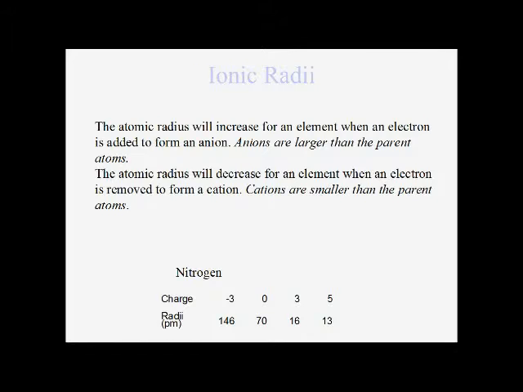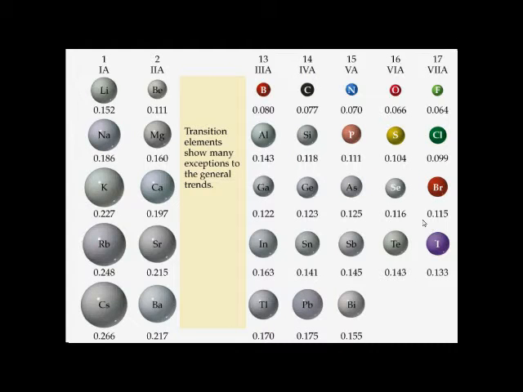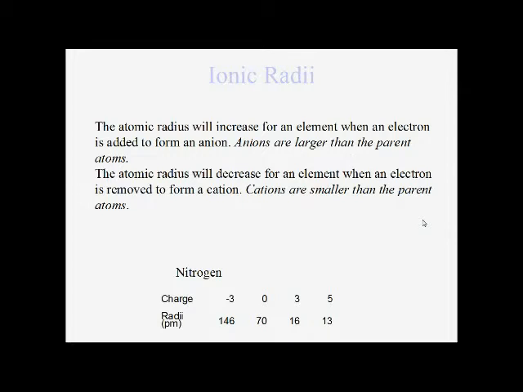The radius will change when we ionize an atom. And if we add electrons to an atom, the effective nuclear charge for the new electrons is smaller, and we're going to end up with a larger ionic radius. So negative anions are going to be larger than the neutral atom they were created from. But if we remove electrons, the remaining valence electrons have a higher share of the effective nuclear charge. They get pulled in closer and are held more strongly, and we end up with a smaller ion, smaller cation compared to the neutral atom.